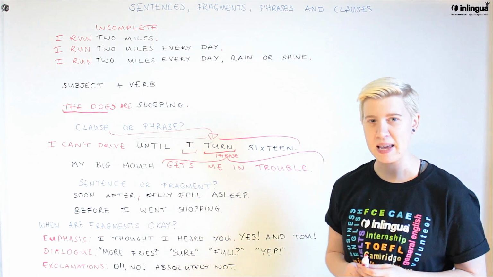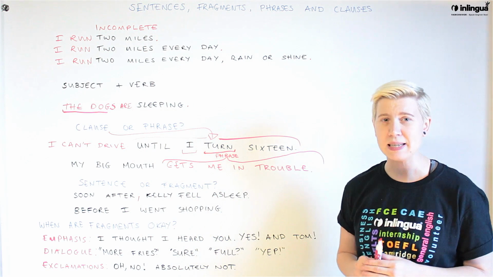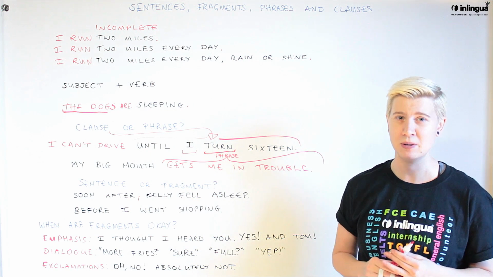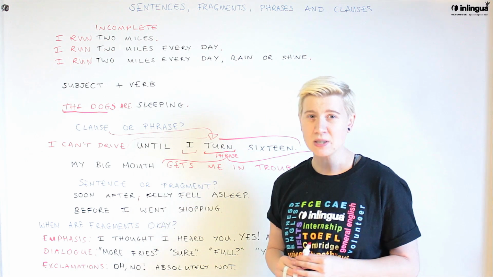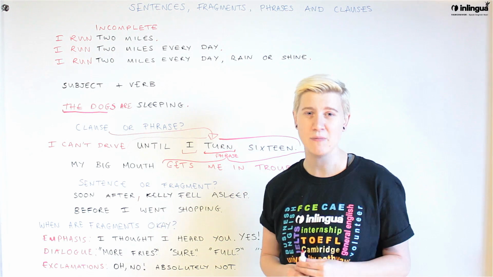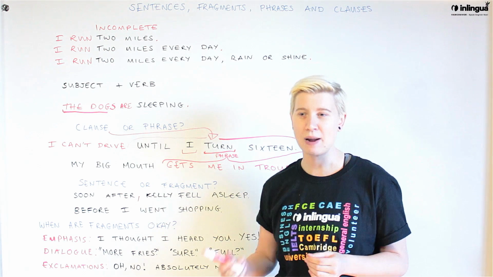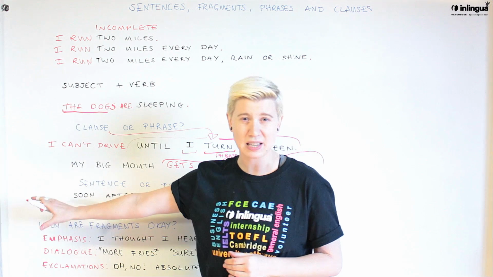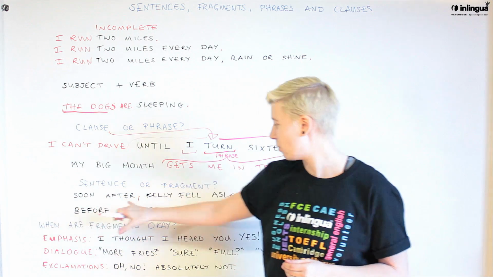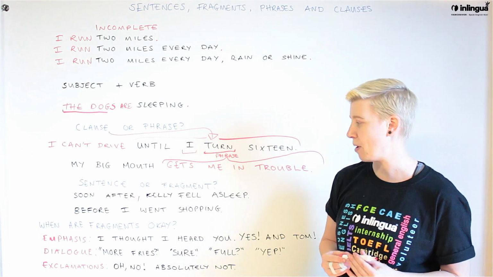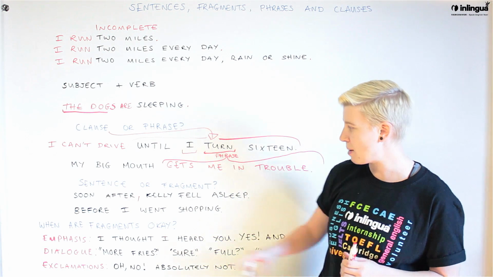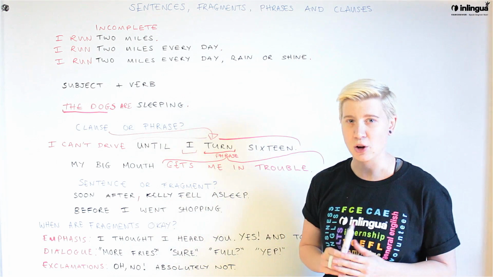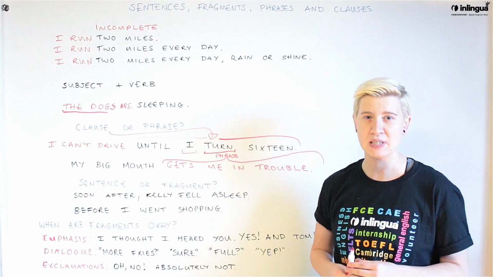If we add a comma here, this becomes a complete sentence. It's no longer a fragment. We have a pause, which tells us that we are connecting the information to something else. Soon after, Kelly fell asleep. Something has happened before, we have another sentence in our writing, and now we are adding a new sentence for more information. These time words often need a comma to give that full sentence structure.